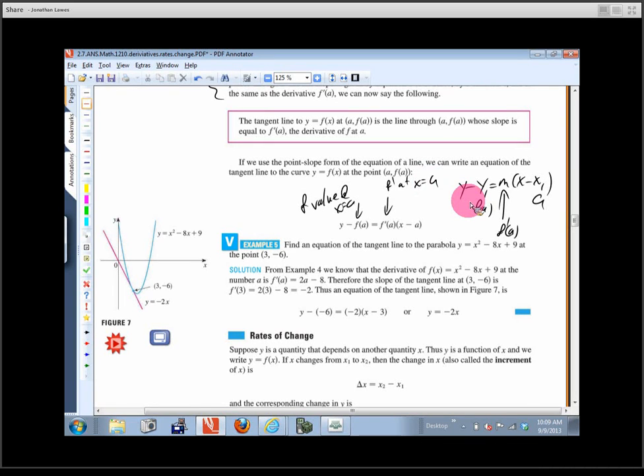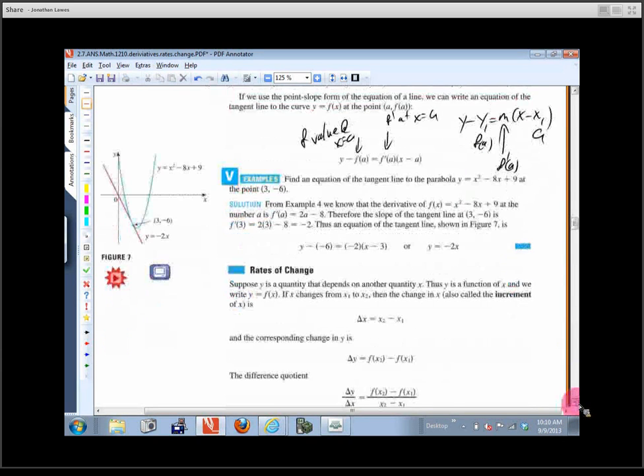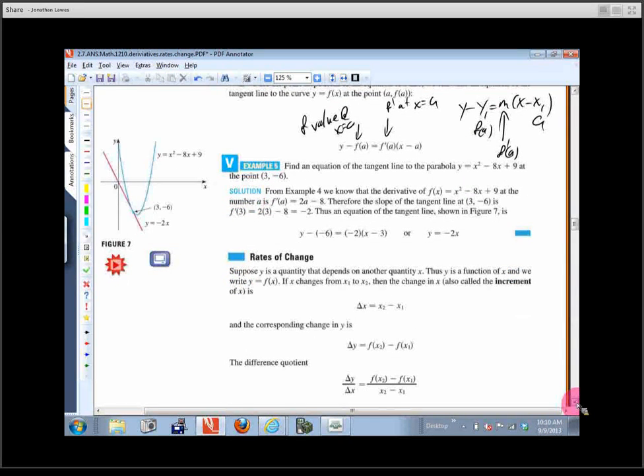So you tell me what the point is, you tell me what x is, and I can tell you everything else. I'm going to find the function value using the original function, and I'm going to find the slope using the derivative, okay? So think about it in those terms. You tell me what the x coordinate is, I'm going to find the y coordinate so I know what point it goes through, and I'm going to use the derivative to find the slope.